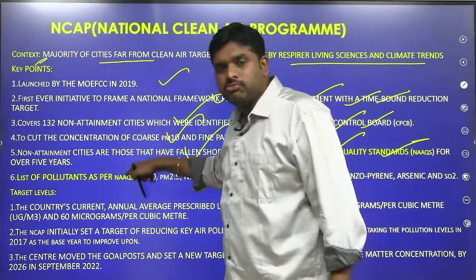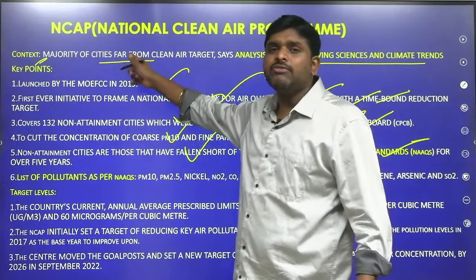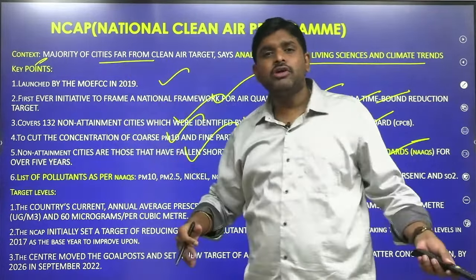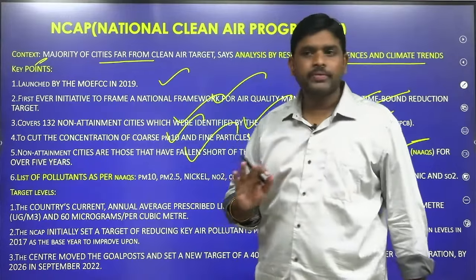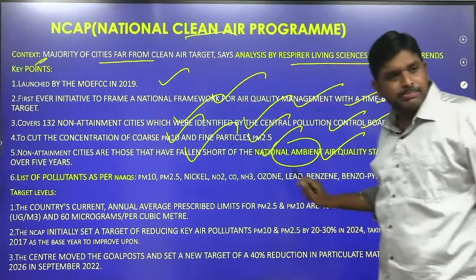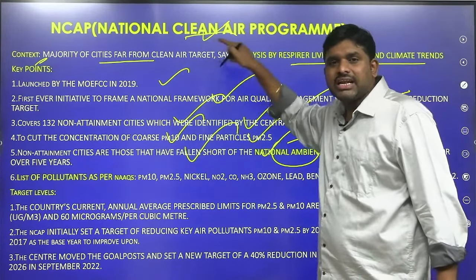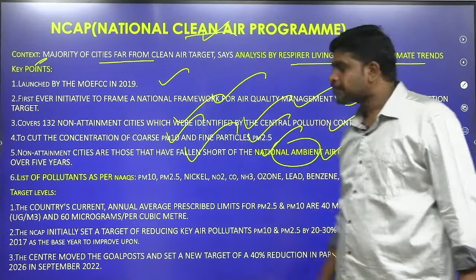So already one thing was there. You became non-attainment, you failed. Again, I came in 2019 with a new plan. In that also, you are unable to control the air quality. So this is age old and this is current affair. This is previous, this is present. So we have to know about this National Clean Air Program.